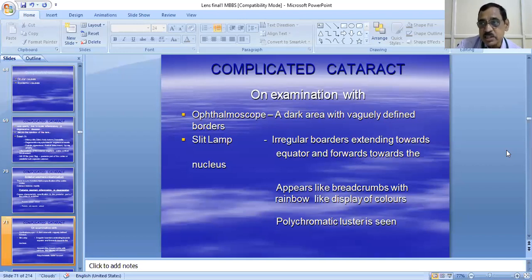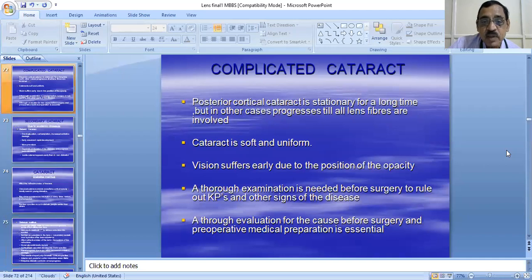As the disease progresses, there will be a uniform yellowish haze over the lens. Posterior cortical cataracts are stationary for a very long time. In other cases, it will be stationary until all the lens fibers are involved. The cataract in these cases is soft and uniform. It's not hard, like in nuclear cataract. Vision suffers very early due to the position of the opacity in the axial region.